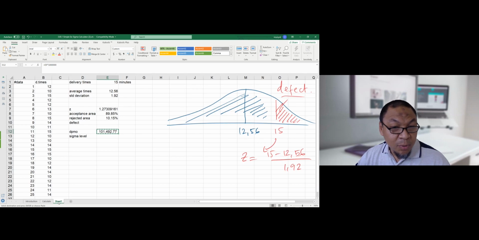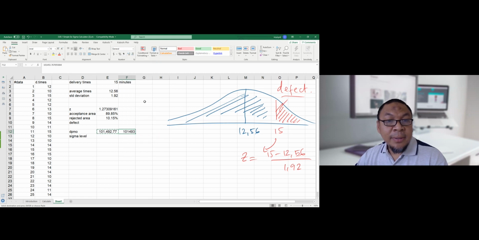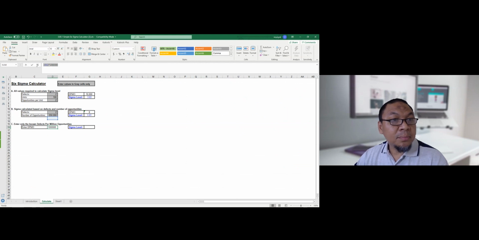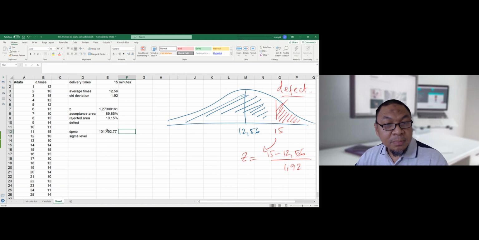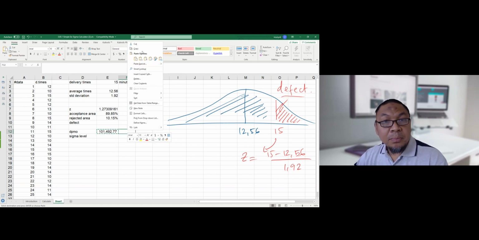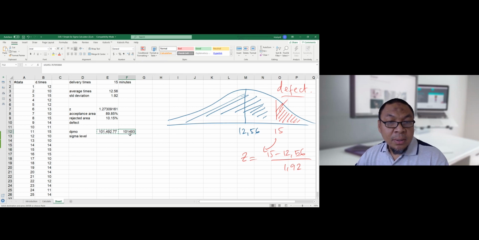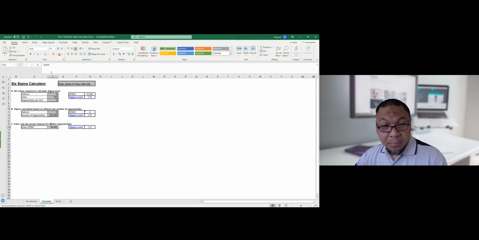Oh, sorry, this is a formula, so I think we need to copy the value. Okay, then we copy to this. What's wrong? You need to copy here. Sorry.